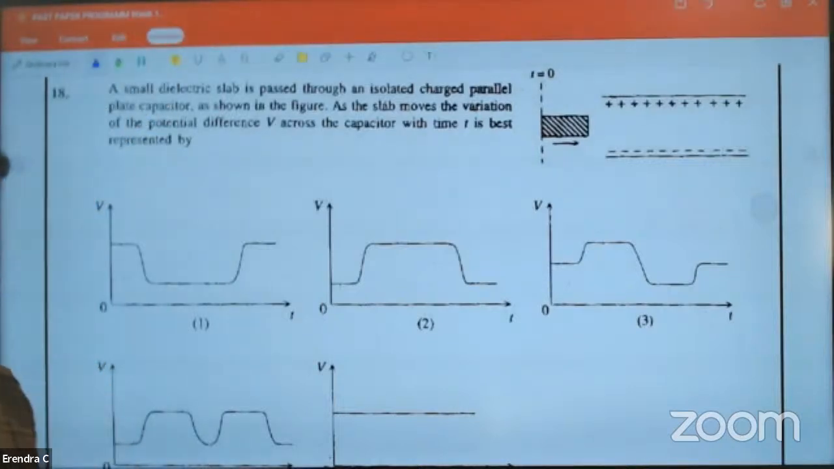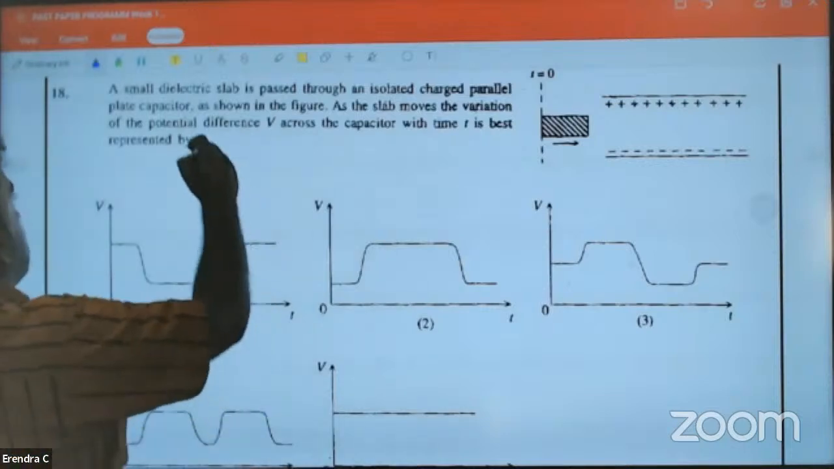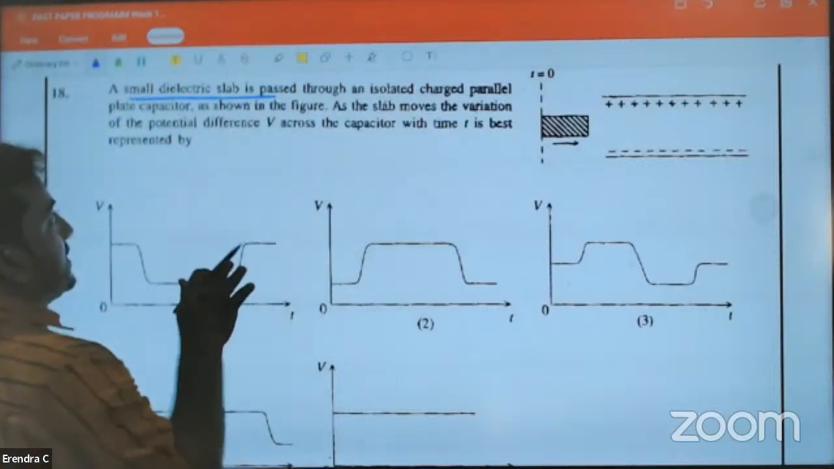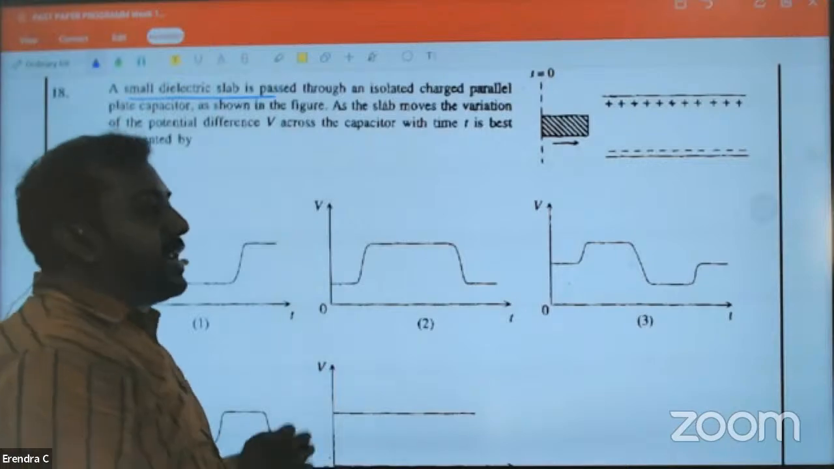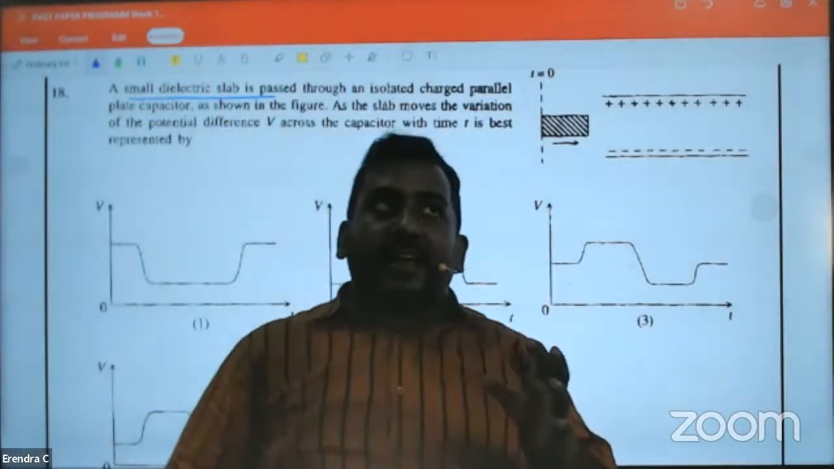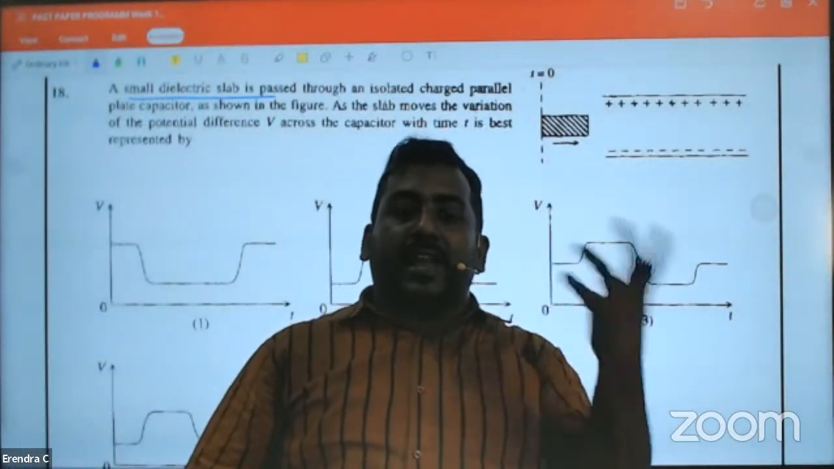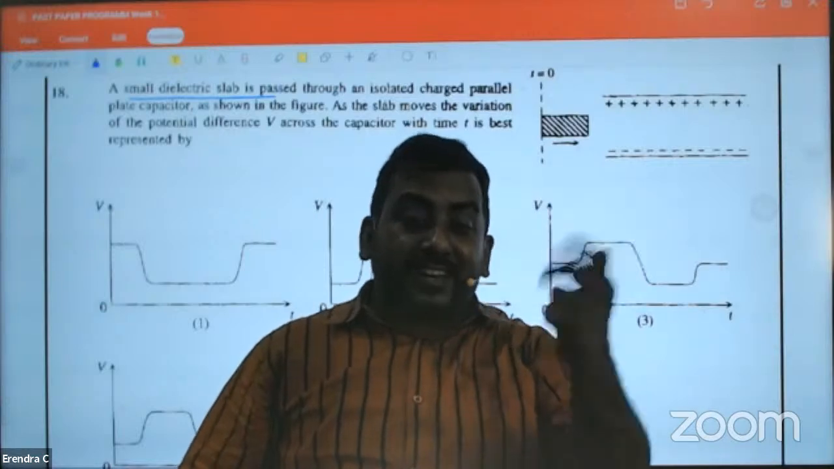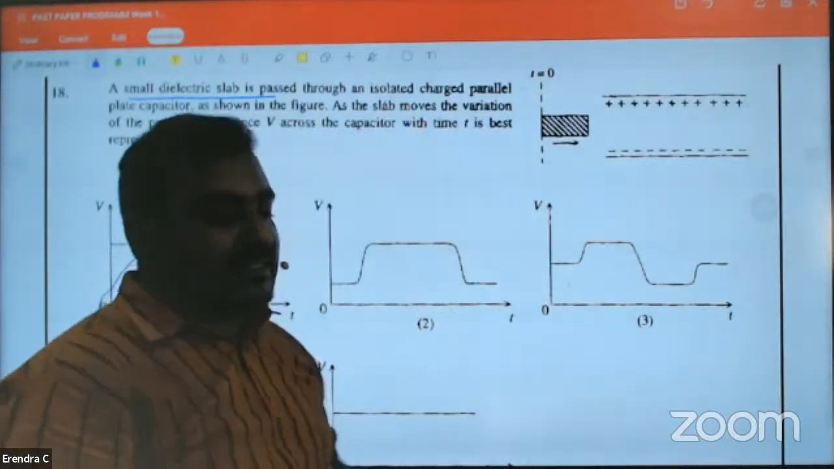MCQ 18. A small dielectric slab is passed through an isolated pattern. Now tell me, capacitance will increase or decrease when there is a dielectric? Capacitance will increase.